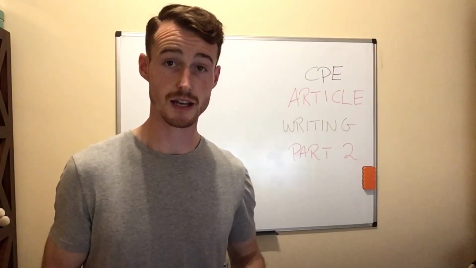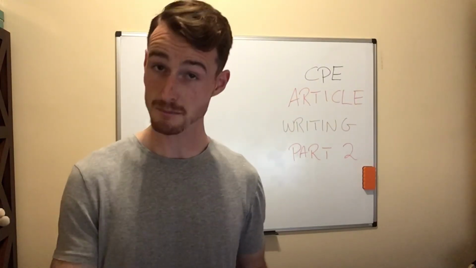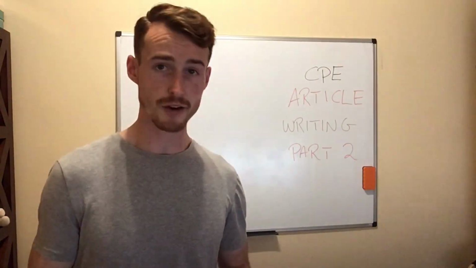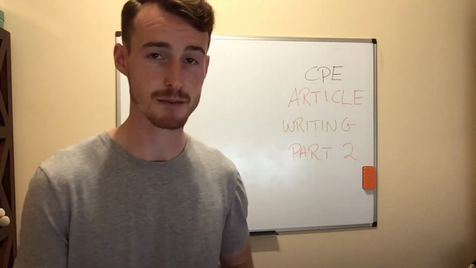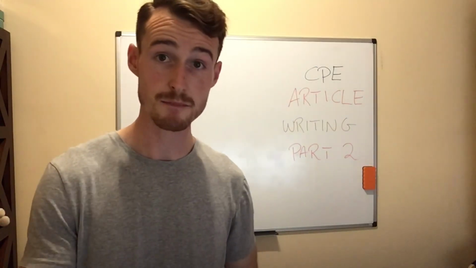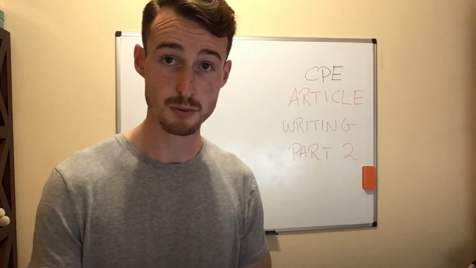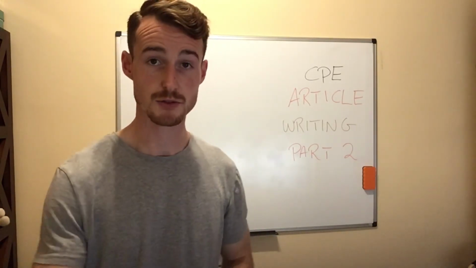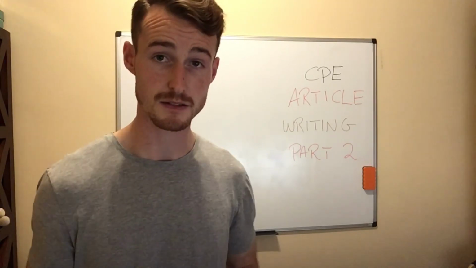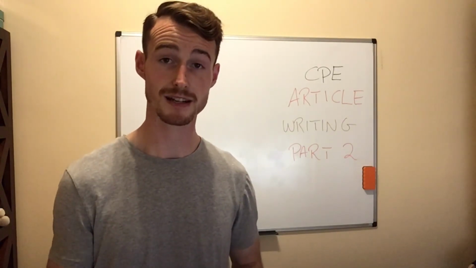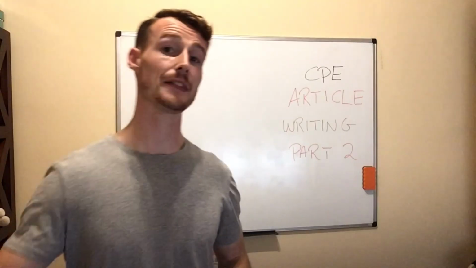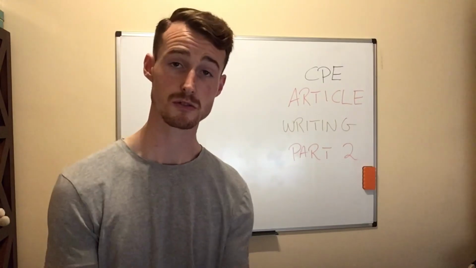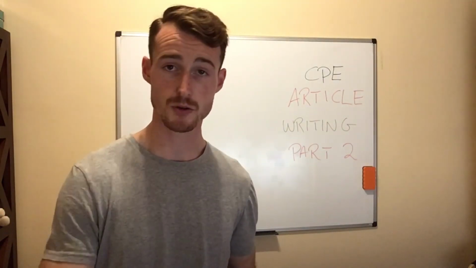Now this is just an idea that I've given you. Remember, put your own touch on it. Now the final paragraph is the final idea. Remember, another task content point was to assess whether the most effective way of improving language skills is to make friends with native speakers. So I could start my final paragraph by saying something like, a final idea is for the college to create a web page where students can engage in, and then you can note down what the students could engage in through this website.